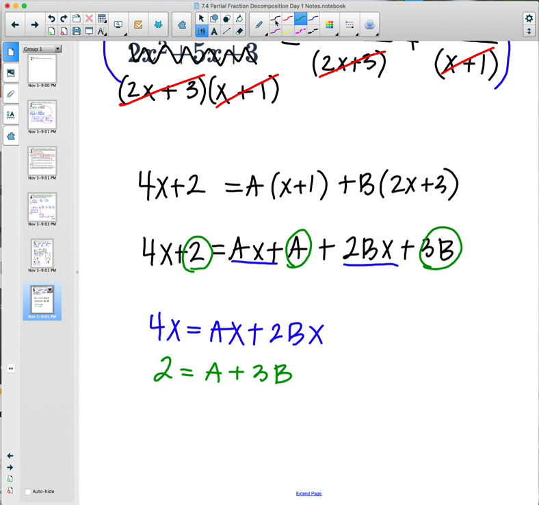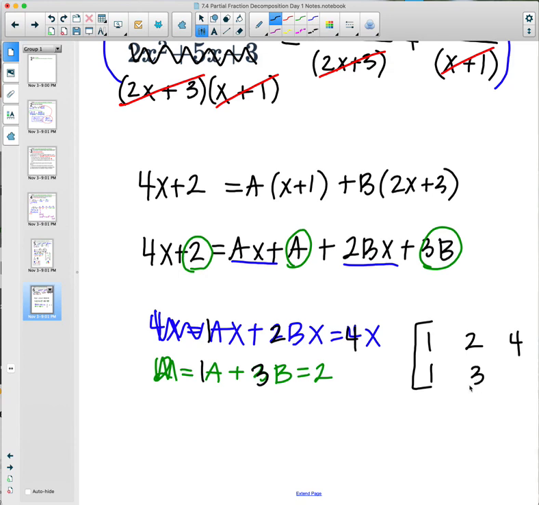So now we're going to want to write out a matrix. So again, remember that we want what it's equal to be on the right-hand side. So I'm just going to move this 4x over, and I'm going to move this 2 over. Then you're going to write out your matrix using just the constants. So there's a 1Ax, so this is a 1. It's a 2Bx, so this will be a 2, and then a 4x. Bottom will be a 1A, so just 1, 3B, and then a 2.